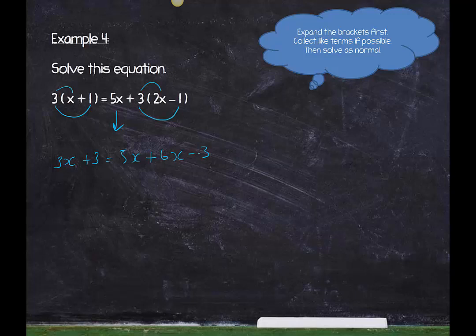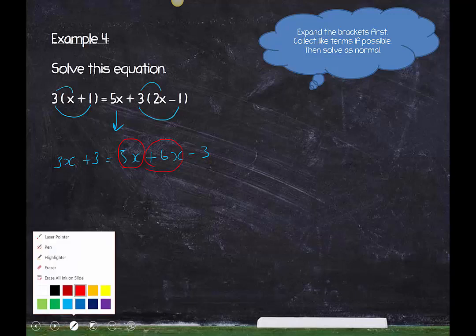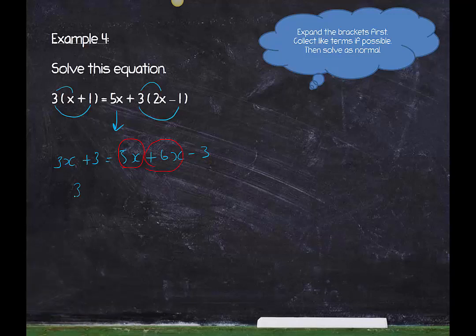Okay, so we're going to collect the like terms. We're only collecting them on the side that they belong on, so we're only worrying really about these ones to collect. The rest of the terms are on their own. So we have 3x plus 3, no like terms on that side. 5x and 6x is 11x minus 3. So we're now back to a question like example 1 where we have a pronumeral on both sides.